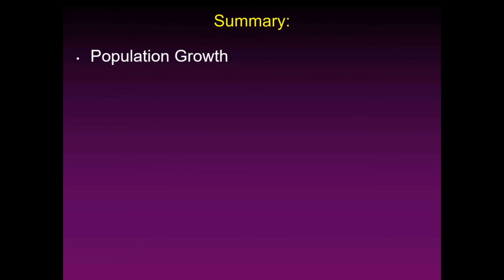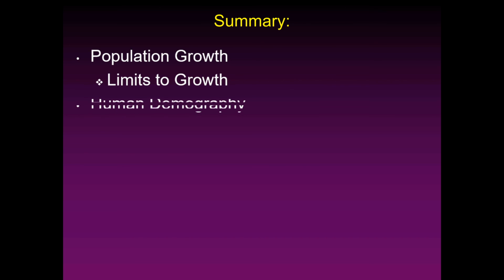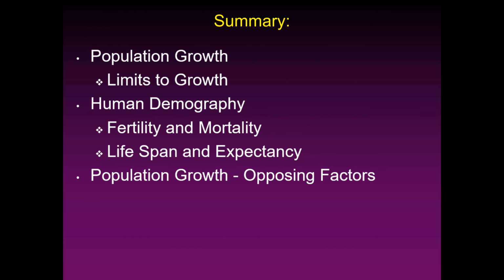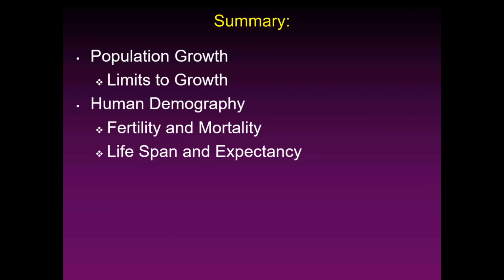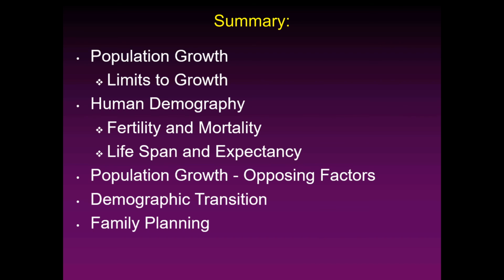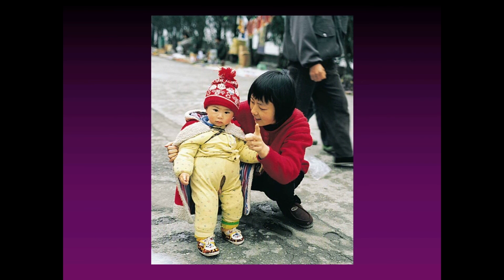So to summarize everything, we looked at population growth and what limits there are. We looked at human demographics, fertility and mortality, lifespan and life expectancy. Lifespan is how long an organism can live at its latest. Life expectancy is the average. Population growth and the factors that oppose it, what causes them to decrease. Demographic transitions going from pre-industrial to developing to modern. Family planning, how, why, and when people choose to have children, and the future of human populations.